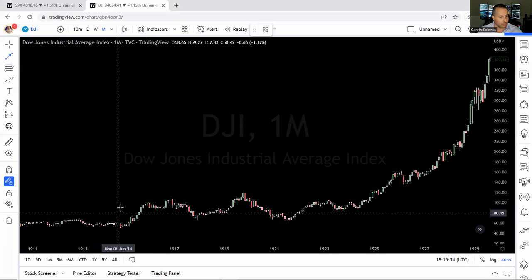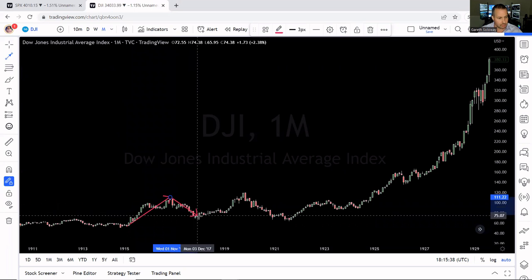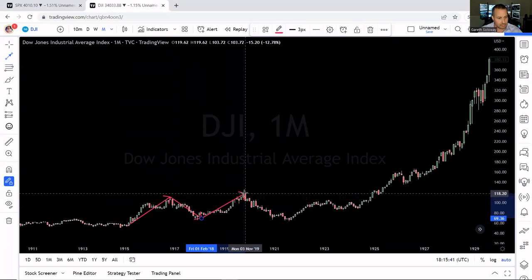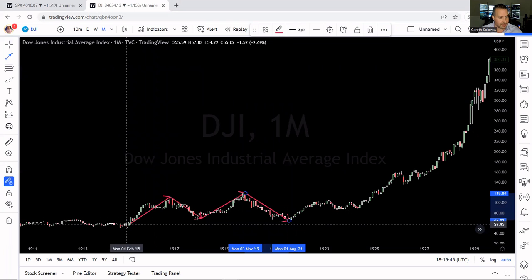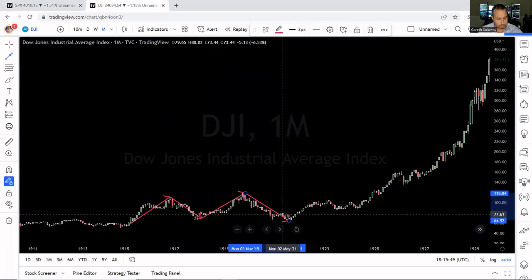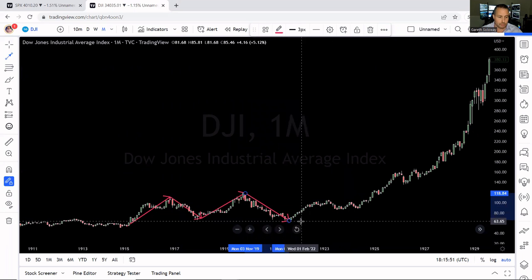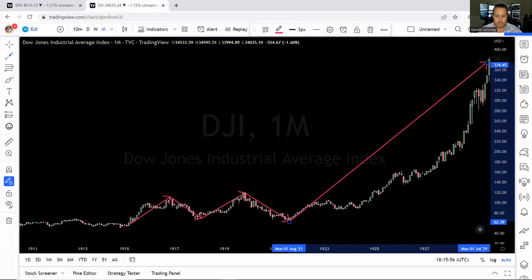All right. So what I want to do now is let's take a look at this, right? And what you can see here is look at the similarities in what happened here. Okay. So this was, again, starting in 1915, and then the pullback, and then the up move, and then the pullback, and then look at the run the market went on. Eerily similar on the Dow Jones Industrial Average to what we have seen today.